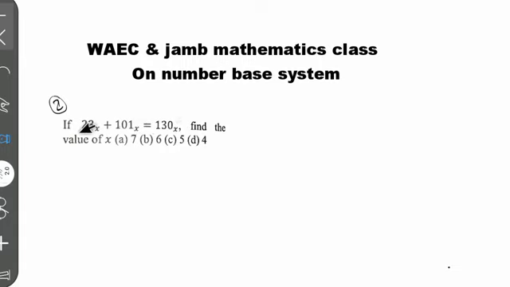So we have: if 223 base s plus 101 base s equals 130 base s, find the value of s. So we are told to find the value of s. What if we are given a question like this in your WAEC or JAMB? How do you handle this question very fast? The first thing: this topic is under number base system, but it is specifically called number base equations, because this one leads to an equation.